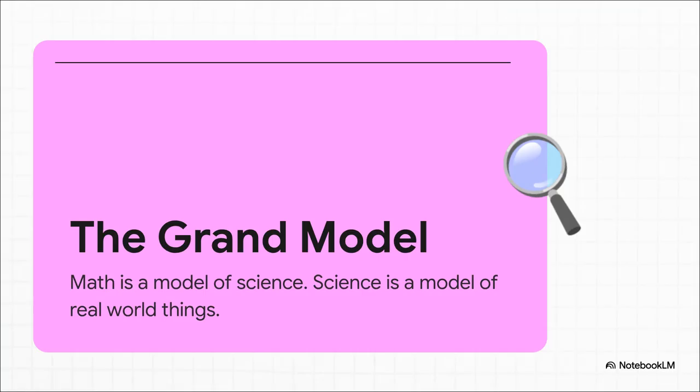So here's the fundamental idea, and it's actually beautiful in its simplicity. Math isn't just a bunch of random rules we have to memorize. No, it's the language, the model we use to describe and understand science. And science? Well, science is our best model for describing how the real, physical world actually works. It's like a chain, you see? Each link is a model of the one before it.